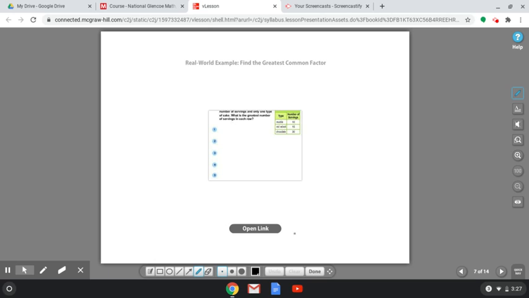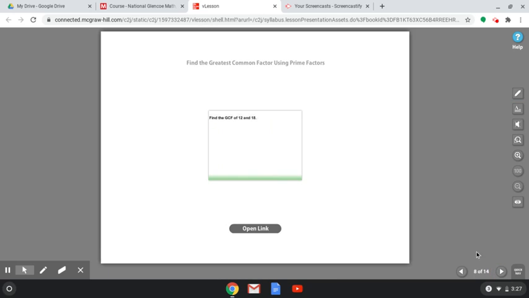Again, sorry for the handwriting. Working through the kinks here. All right. So if we move on to another example. Greatest common factor of 12 and 18. Do the exact same thing, guys. Greatest common factor of 12 and 18.